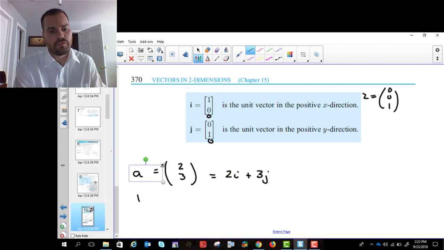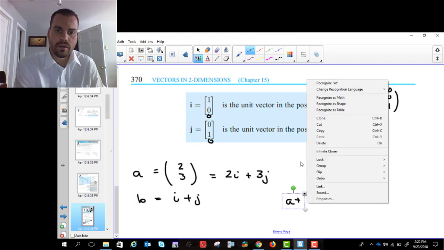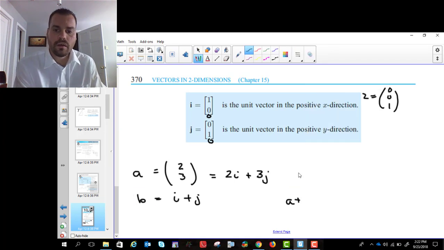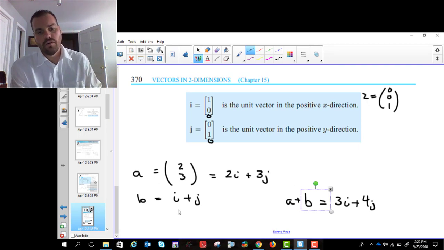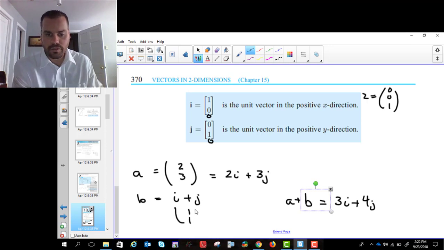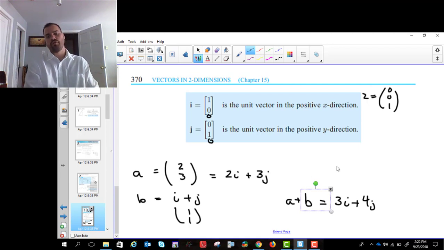So in other words, if I gave you B and I said B was i plus j, then when we go A plus B, you're just adding the i's and the j's. So you would get 2 plus 1i, so that's 3i. And then you get 3 plus 1, which is 4j, okay? This would be 1, 1 in terms of the components. If you look at them, you get 2 plus 1 is 3, and 3 plus 1 is 4. So if you add them with components, it's listed like this, 3 and then 4.